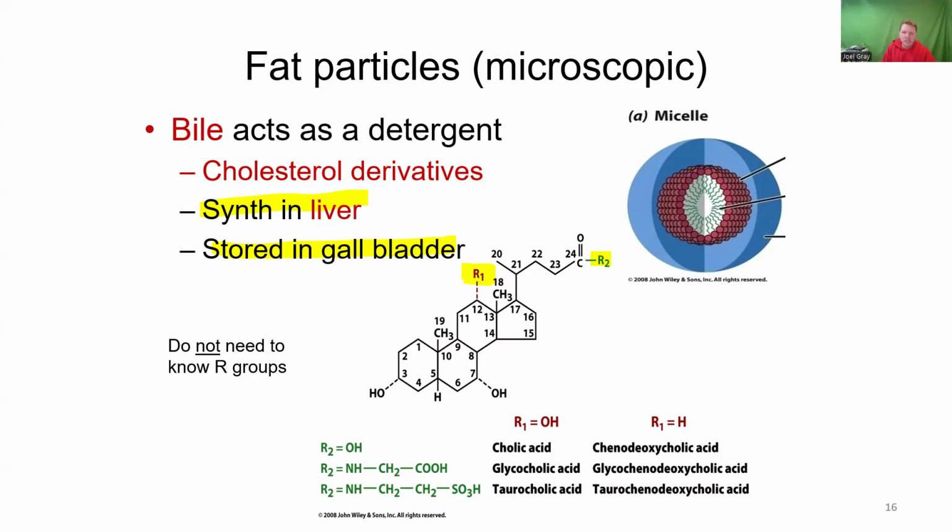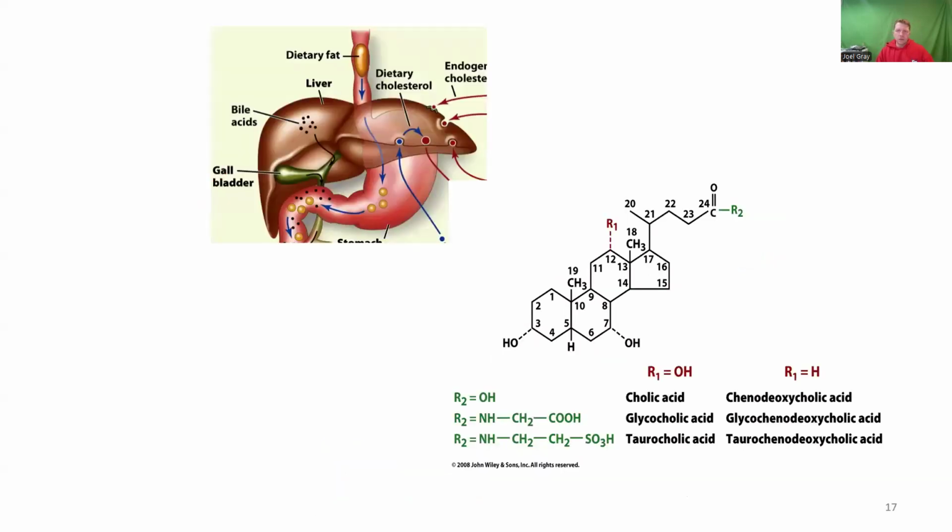You have these different places where you can modify them to make different bile acids. Do you have to know these names for these bile acids? Am I expecting that? No, I'm not. What I want you to understand is the sequence of events. Dietary fat goes into your stomach. That's going to trigger the release of bile salts from your gallbladder. Now, can anyone tell me what a detergent does to, I don't know, an oil? What does a detergent do?